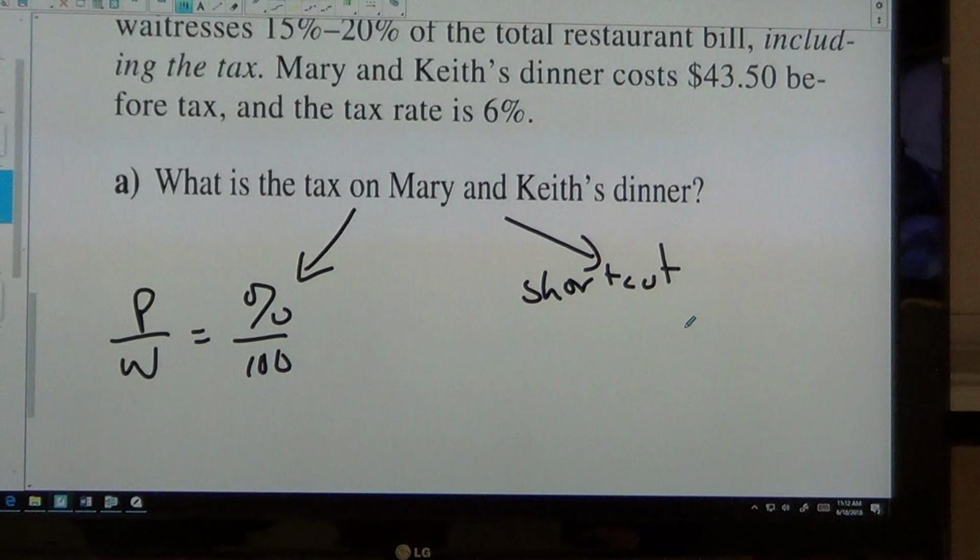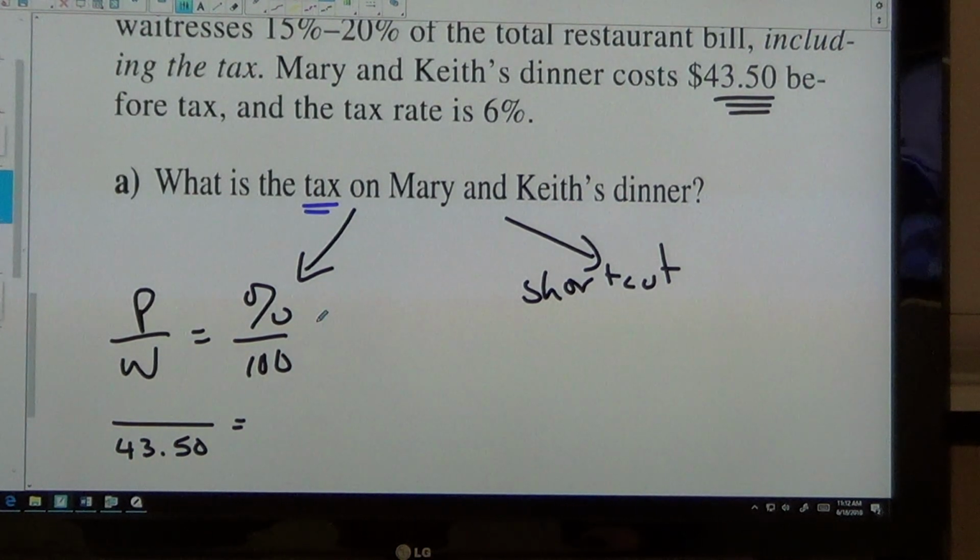Now, if we do part over whole, do you agree the whole is going to be the meal? We went and ate the whole meal. So our meal is going to be the whole. $43.50 is going to be our whole meal. Right now, we're just worried about the tax. So what percent is going to be my tax percent? 6%. So we're going to do 6 out of 100. So my part is going to be how much tax.